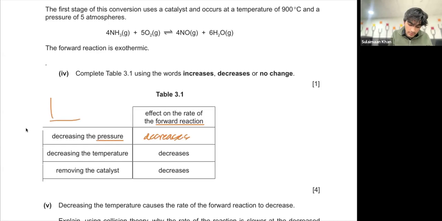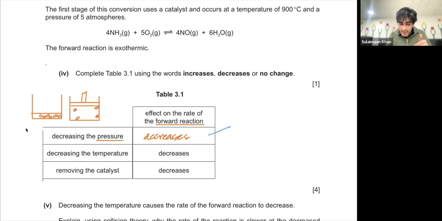Decreasing pressure would mean, imagine a piston, right? Whenever you talk about pressure, imagine a piston or a syringe. Imagine this. If this was the pressure before, particles were closer together and therefore the frequency of collisions was high. But now if you've decreased the pressure, you've pushed the piston outwards, what's going to happen? Now particles are further apart, which would mean the frequency of collisions decreases or increases? So why is the rate of reaction decreasing?